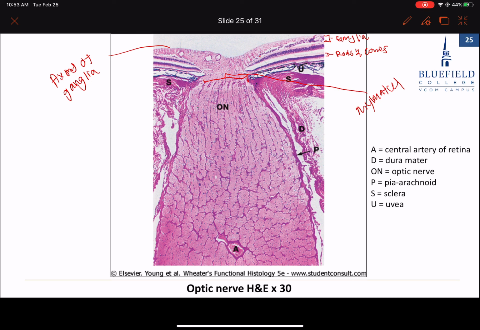The optic nerve is considered not a true nerve, but an outgrowth of the brain. That's why they're showing covering the dura mater, pia mater, and arachnoid mater right here. That's why I said oligodendrocytes, not Schwann cells. We'll often see it say Schwann cells here. It's oligodendrocytes. That's an outgrowth of the brain.